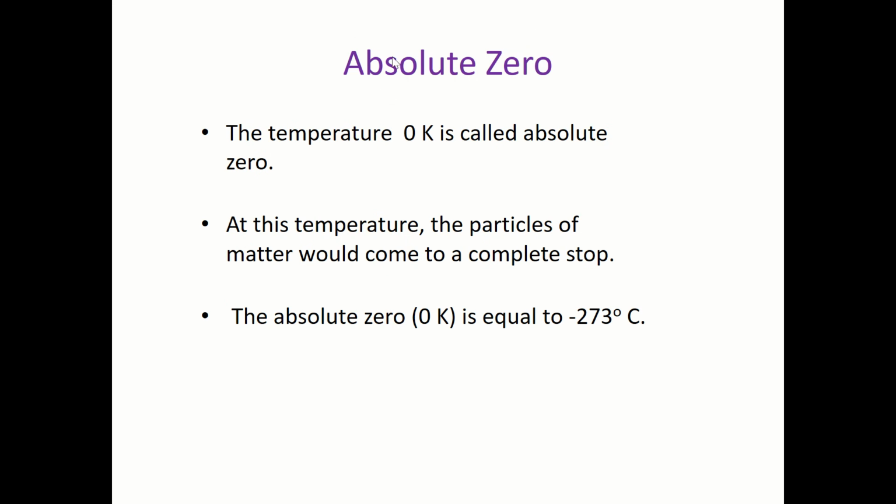So that takes us to this definition, which is called the absolute zero. What is the absolute zero? It is the temperature at which the particles of a matter come to a complete stop. And 0 Kelvin is minus 273 Celsius. So 0 Kelvin is what we call the absolute zero, and this is the temperature at which particles of a matter would come to a complete stop.